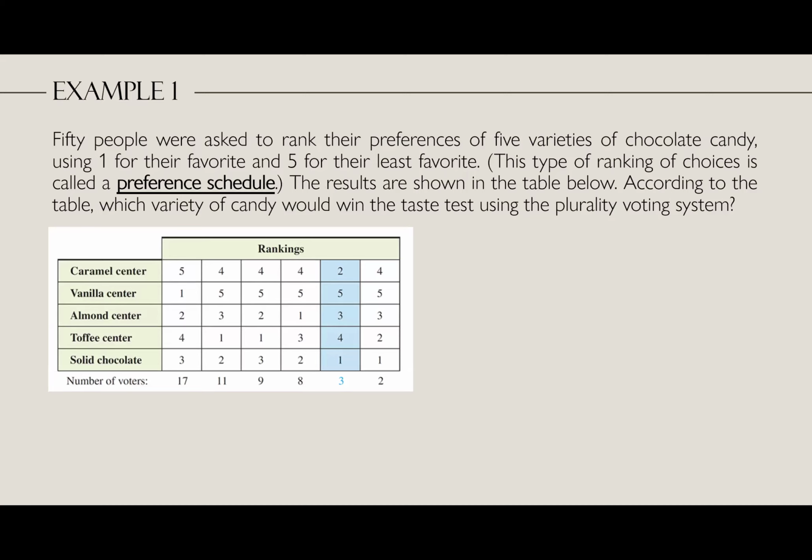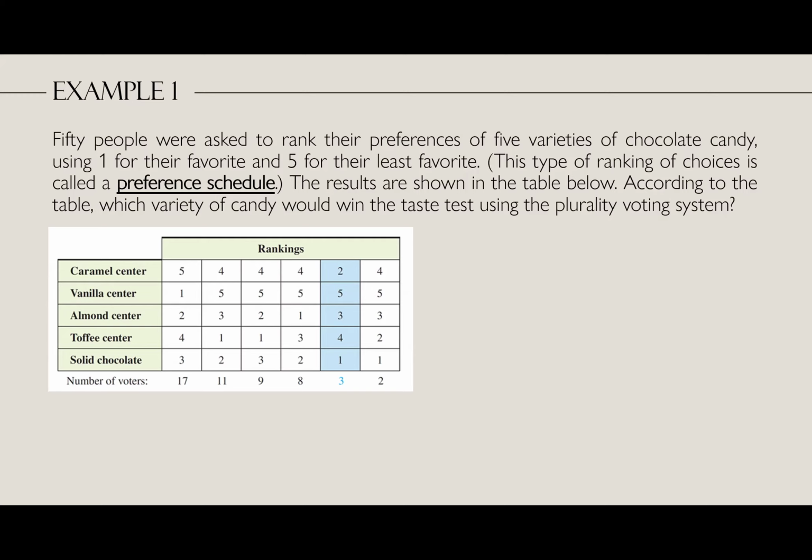So before I read the scenario completely and ask a question, I need to explain this table. I have 50 people that ranked their preferences on chocolate bars, where 1 is their favorite, 5 is their least favorite. So the 5 chocolate bars, if I'm looking at this table, I had a caramel center, a vanilla center, almond, toffee, and just a straight up solid chocolate bar. What the heck does this table even mean for us?